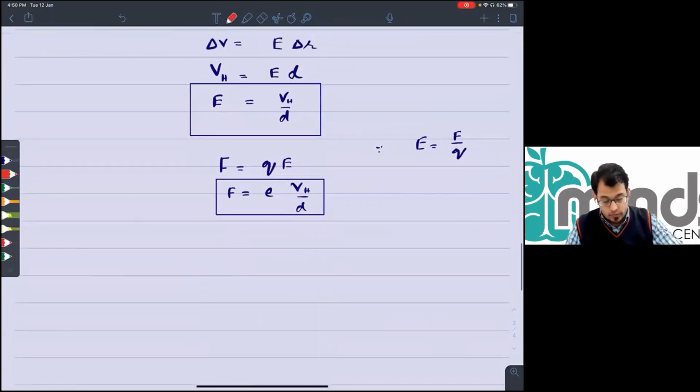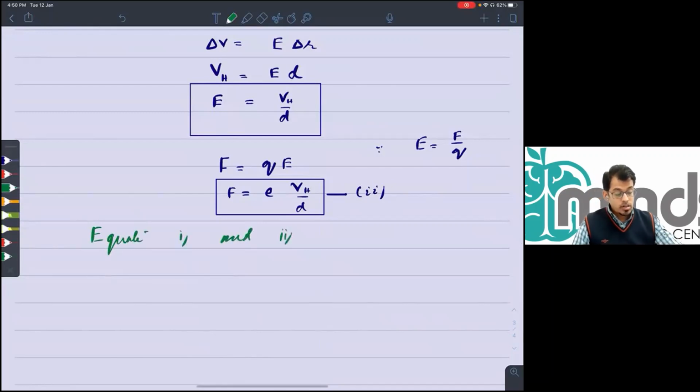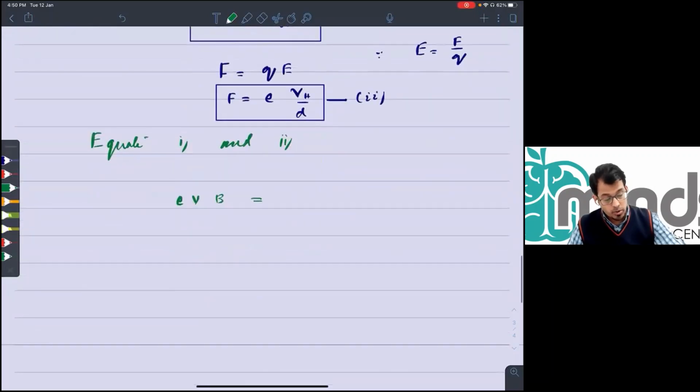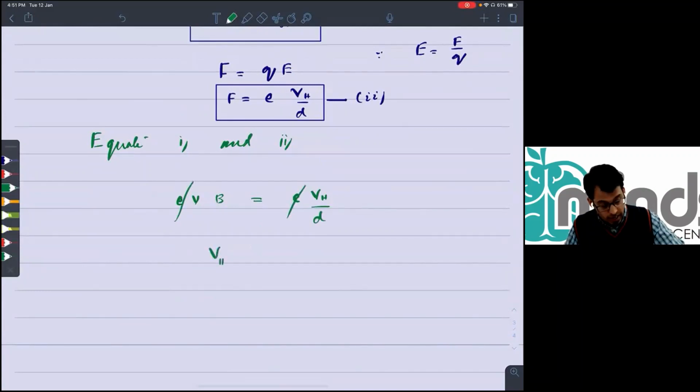So we know the value of the magnetic force. We know the value of the electrostatic force. I can equate them. So if I equate 1 and 2, what was equation 1? EVB. What is equation number 2? E VH over D. E and E will get cancelled. So VH will become DVB. Are we getting it till here?